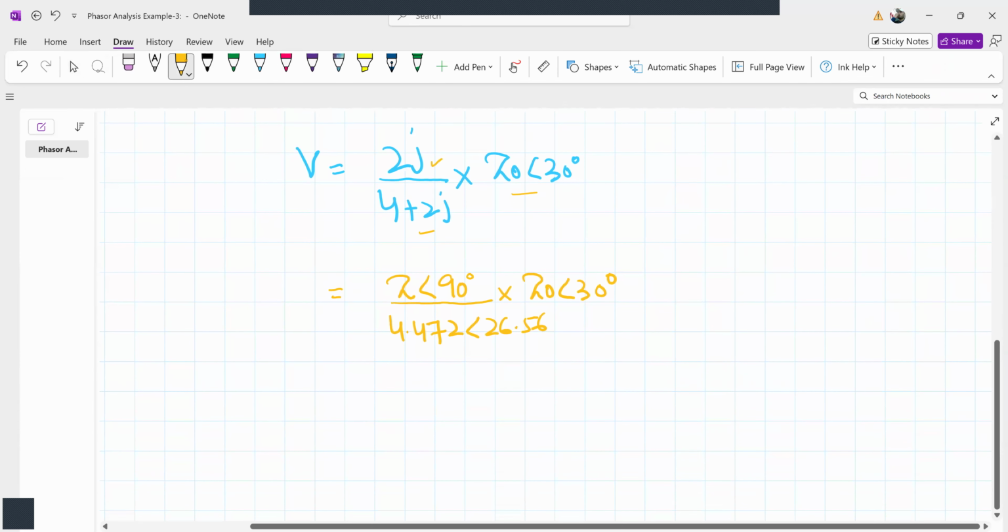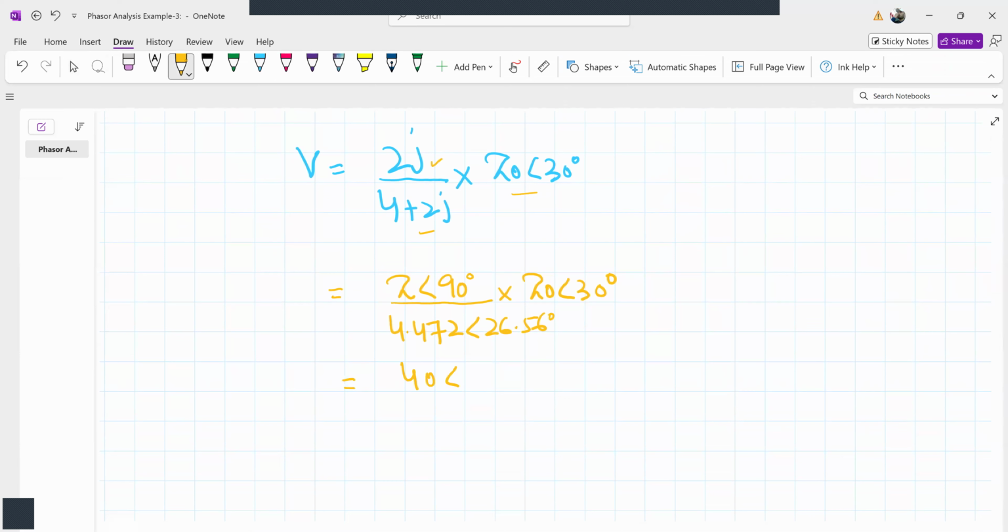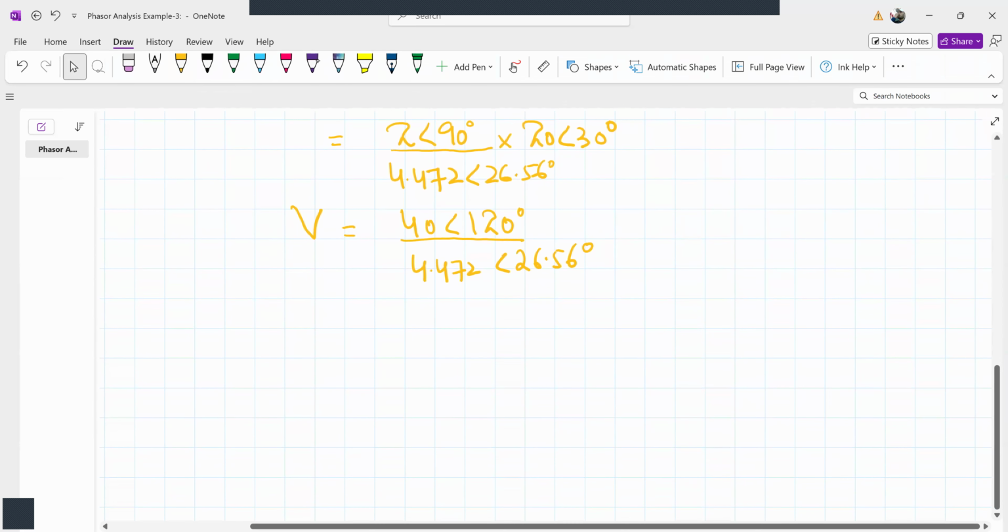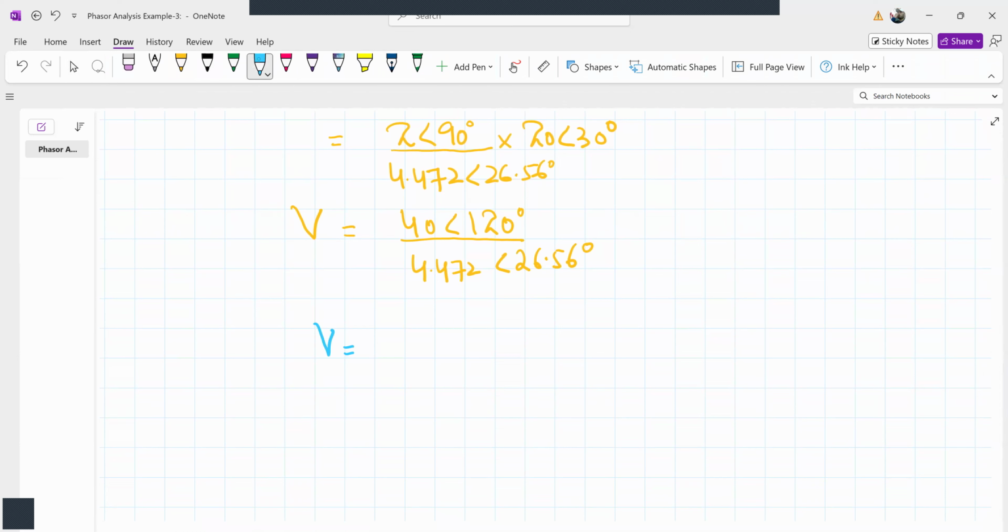These are in degrees. Now you can multiply. So this is 40 at an angle of 120 degrees divided by 4.472 at an angle of 26.56. This is the voltage across this 2j impedance. Now if you simplify this, V will be simply equal to 40 divided by 4.472, which is 8.944. Then the angle will be 120 minus 26.56.